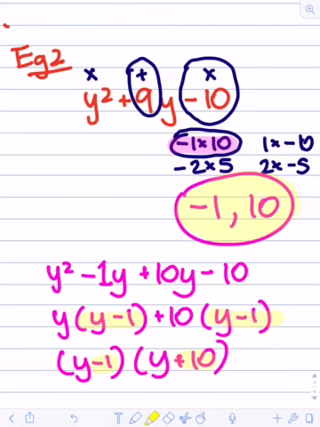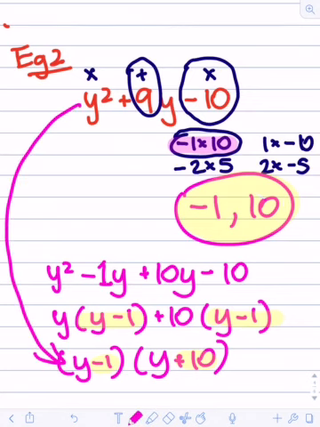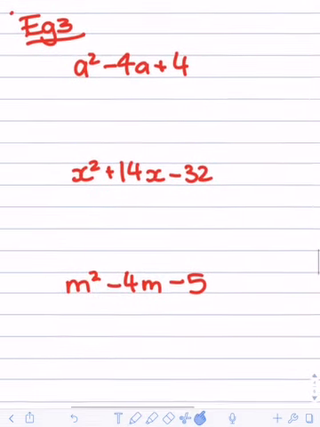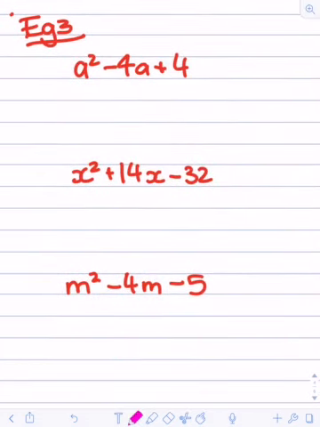So again, we can simply go from y squared plus 9y minus 10, find the two numbers, and then put them straight in. We can go straight from here, straight into there once we find the two numbers. Let me show you what I mean. Let's do these three examples. a squared minus 4a plus 4. Times, plus, times. Times to give me 4.